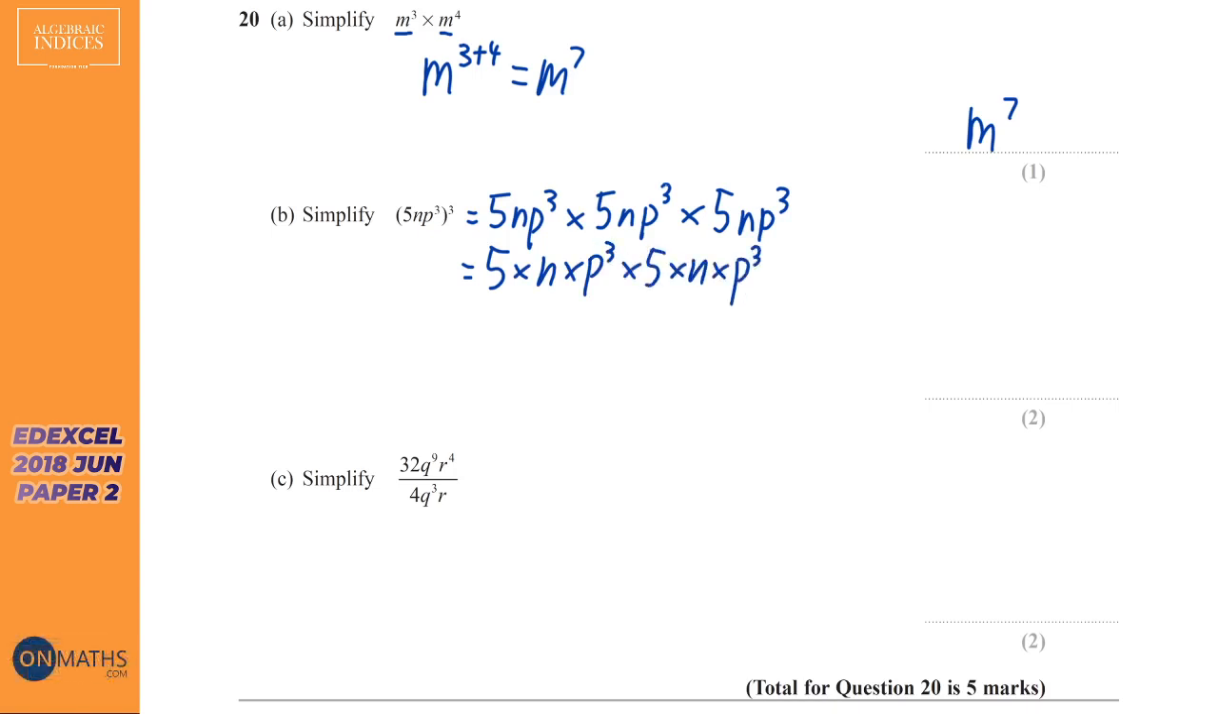And this does take a bit of time, but the amount of students who get the wrong answer on this question, it's definitely worth doing for the 3 marks. So we're going to put the numbers together. So it's going to be 5 times 5 times 5.